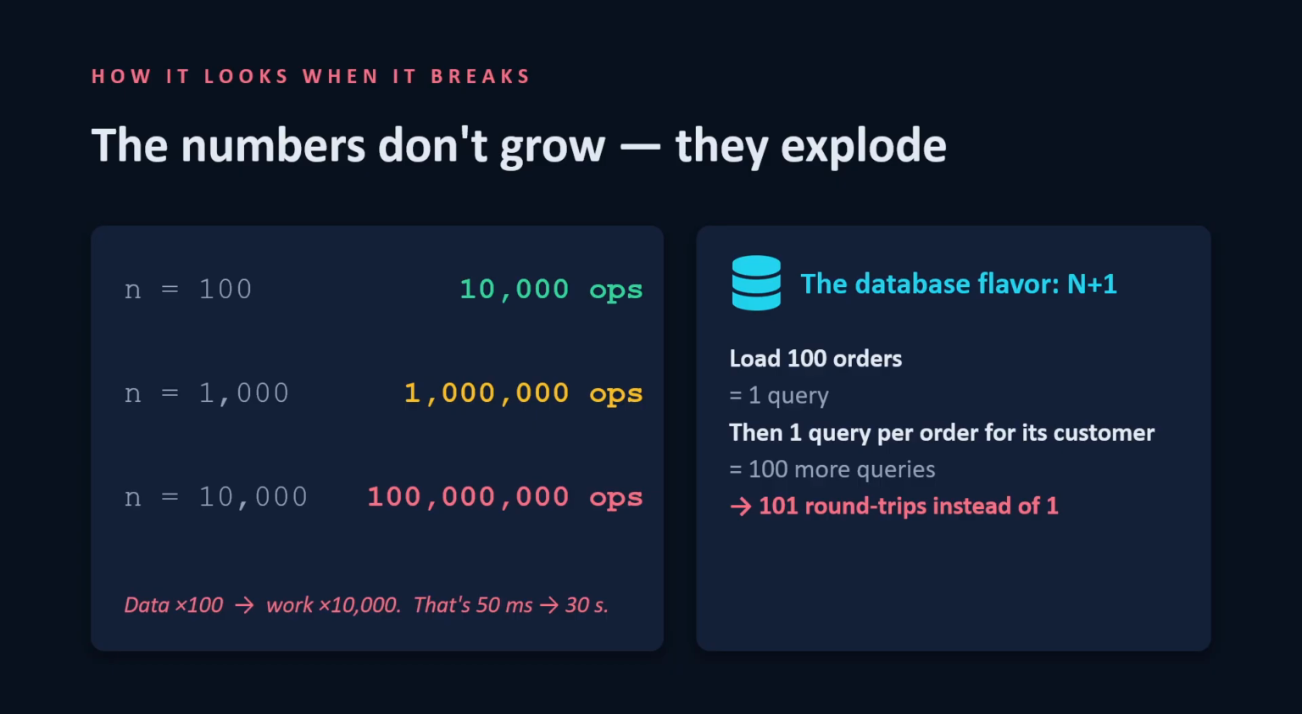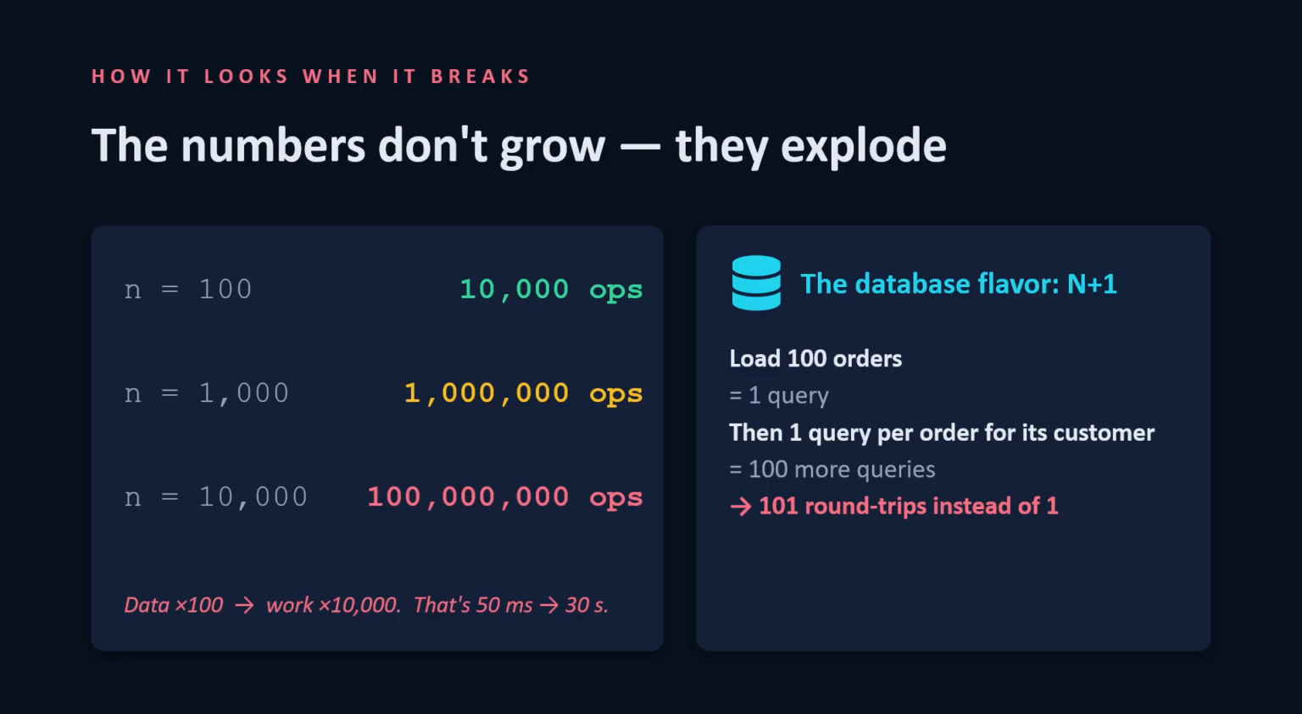Let's make the pain concrete. With 100 items, n squared is 10,000 operations. Instant. Nobody notices. With 10,000 items, it's 100 million. That's the jump from 50 milliseconds to 30 seconds. Your data grew 100 times. Your work grew 10,000 times. That's how it looks when it breaks. Latency that grows way faster than your data. An endpoint that's fine until your biggest customer logs in.